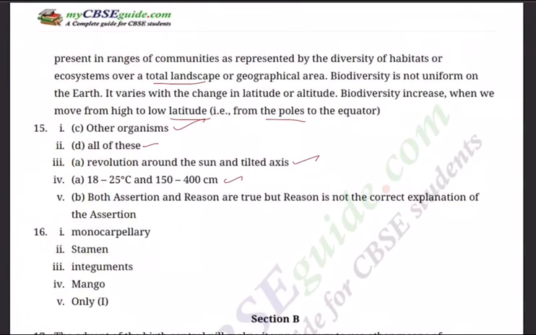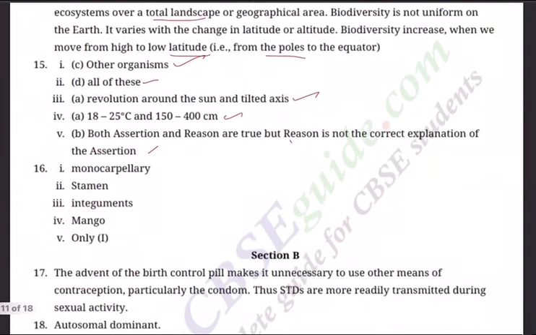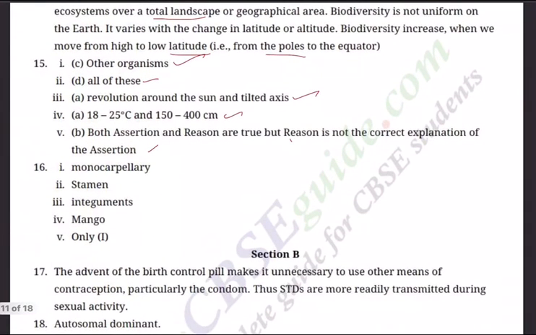Now assertion: Regional and local variations within each biome lead to the formation of a wide variety of habitats. Reason: Life exists not just in a few favorable habitats but even in extreme and harsh habitats. So the answer is B, both assertion and reason are true, but reason is not the correct explanation of the assertion. Now coming to the last question in this section, read the following and answer.